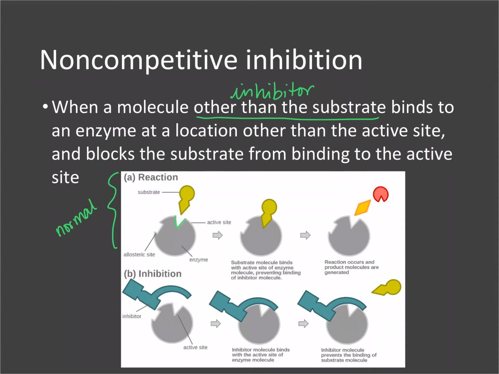In the bottom one, we see the inhibitor. In this case, the inhibitor is not binding to the active site, but it's binding to a secondary site. But the result is the same because, as you can see here, it's now blocking the active site. So the substrate can't get to the active site, which means that the enzyme cannot break down the substrate.